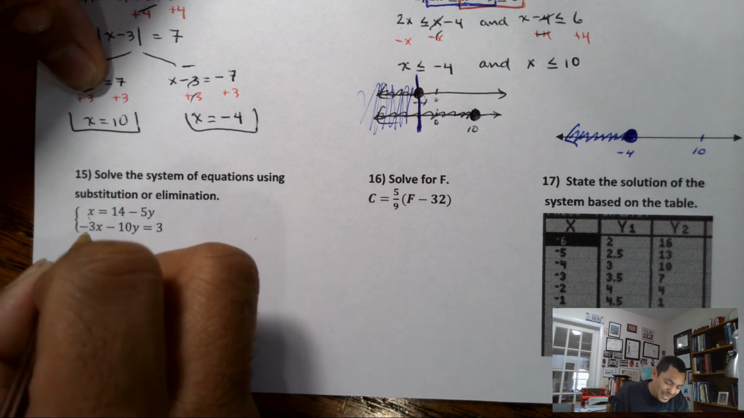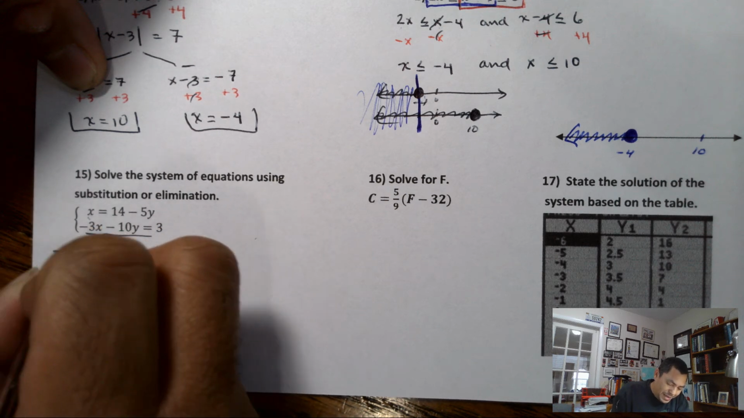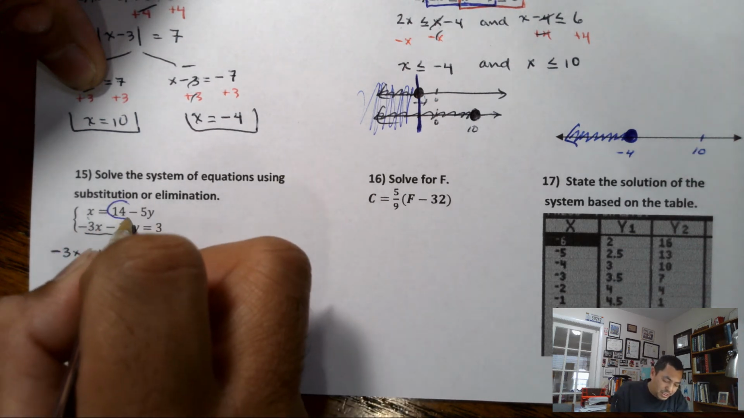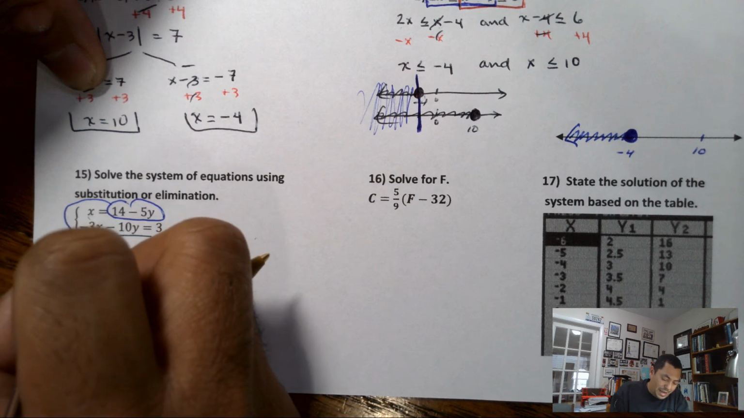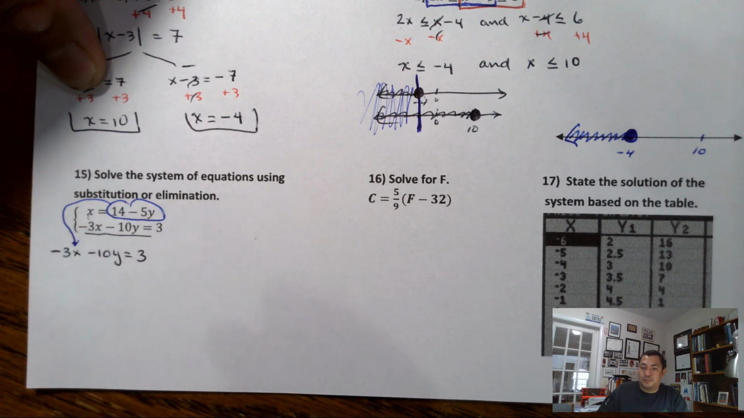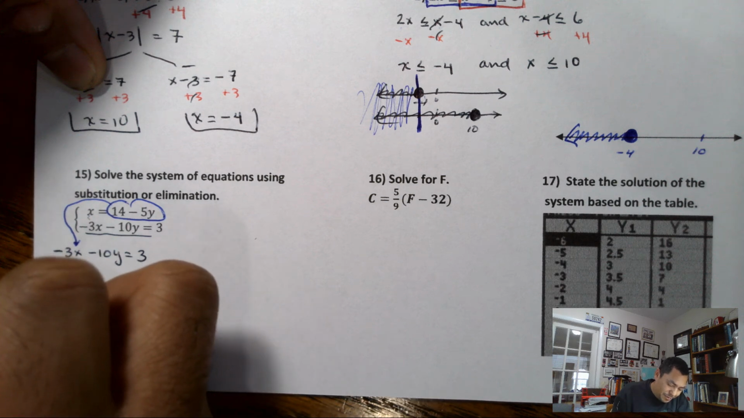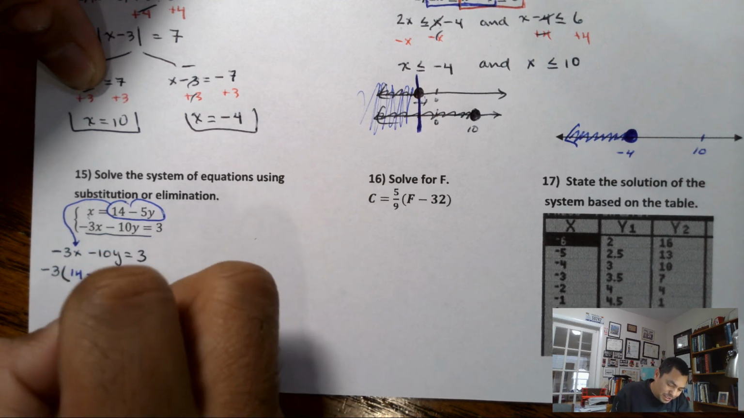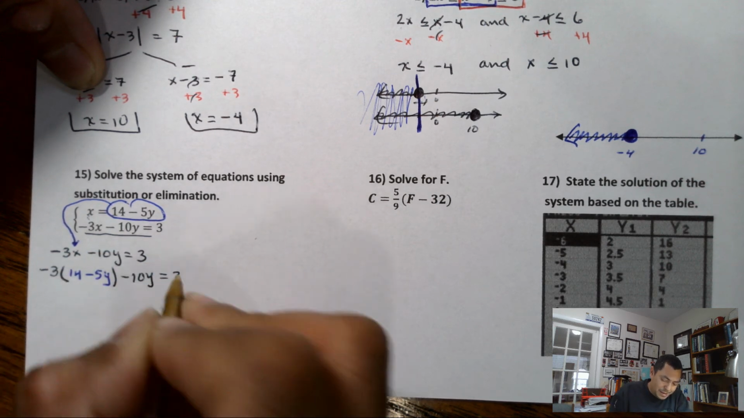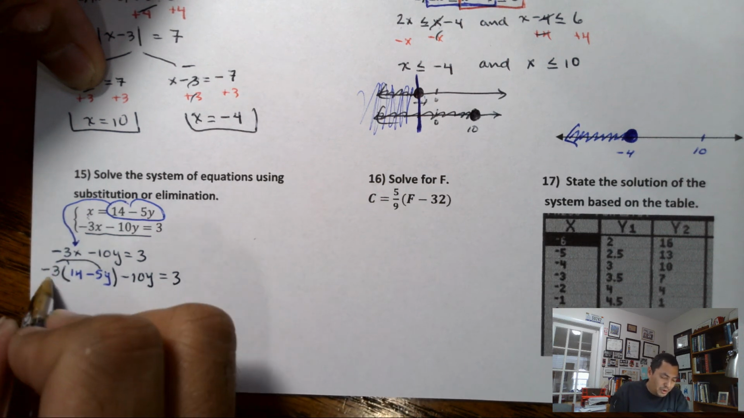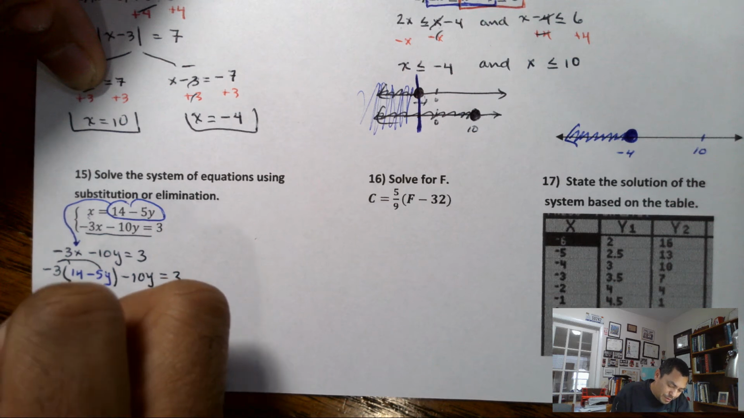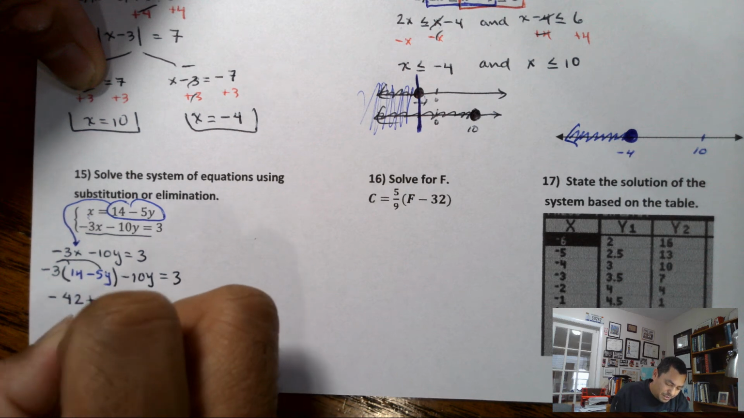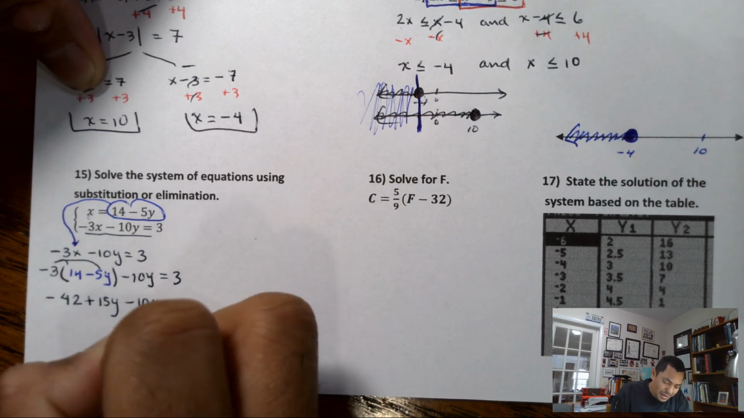So I take the second equation, -3x minus 10y equals 3, and make the substitution of this value into your x, because it's saying that x is equal to 14 minus 5y. So I have negative 3 times (14 minus 5y), close parenthesis, minus 10y equals 3. Apply the distributive property. Negative 3 times 14 is negative 42. Negative 3 times negative 5 is positive 15. Positive 15y minus 10y equals 3.